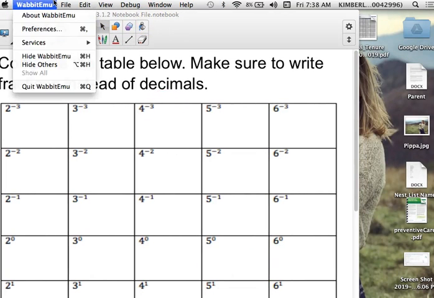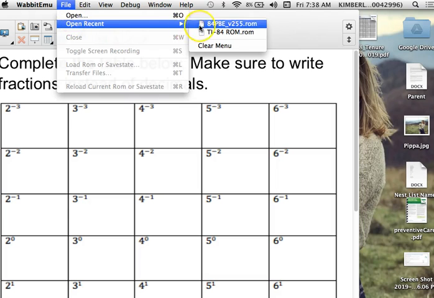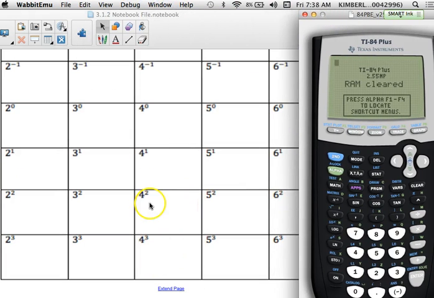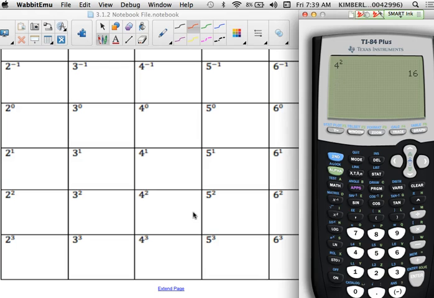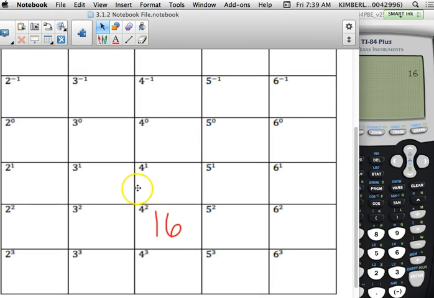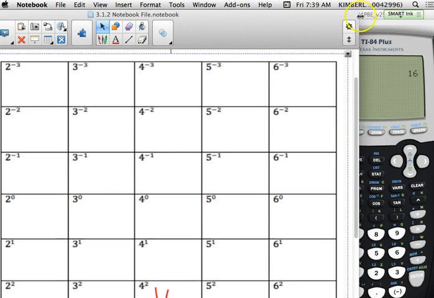If you take out your calculator, let's start down here with 4 squared, for example. I would type 4, and if you need an exponent button, it's over here. So 4, raise it to the power of 2, and I would get 16. In that box, I would write the number 16. Okay? So let's try one of these negative numbers instead.